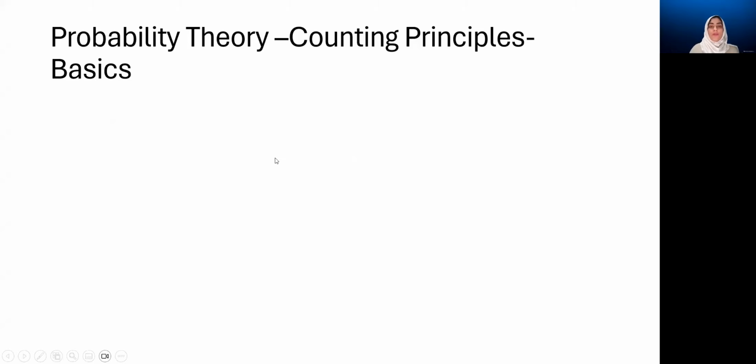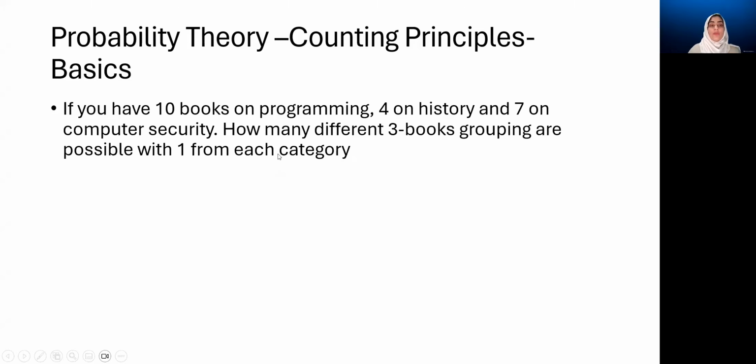Let's learn a few basics and do that with the help of an example. If we have 10 books on programming, 4 on history, and 7 on computer security, and if you're asked how many different 3-book groupings are possible with 1 from each category, how can we do that? We have 10 books on programming, 4 on history, and 7 on computer security. And the condition only is that the 3-book grouping should have 1 from each.